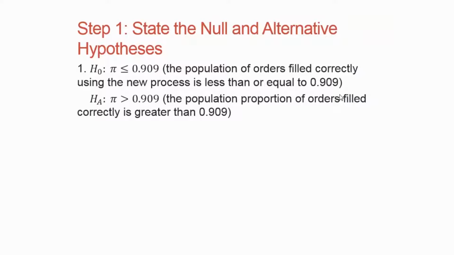Step 1, state the null and alternative. The alternative is the proportion is greater than 0.909, and the population proportion of orders filled correctly is greater than 90.9%. That's what we're trying to prove. The null hypothesis says the proportion is less than or equal to 90.9. So that means really that the new process hasn't helped us any. We're not any faster or better than we were before in terms of percentage of orders being filled correctly.